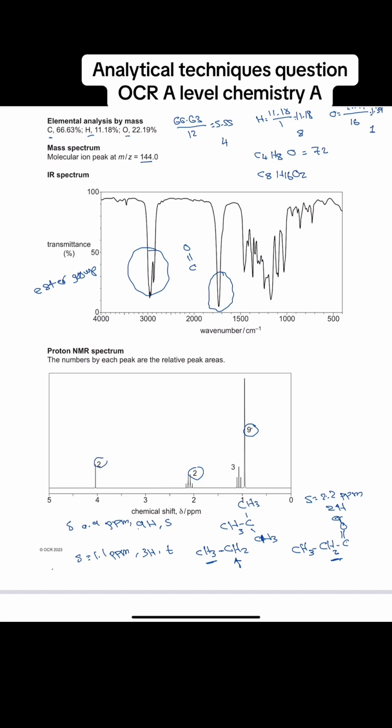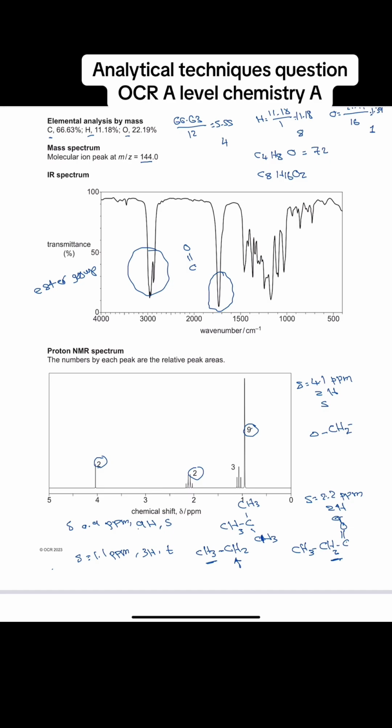And finally, the last one is this signal at 4.1 parts per million, 2 protons and a singlet. It's 2 protons and it's a singlet. That means this is a CH2 next to an oxygen, because it's 4.1 ppm. There are 2 protons, so it's a CH2, and there are no adjacent protons as well.